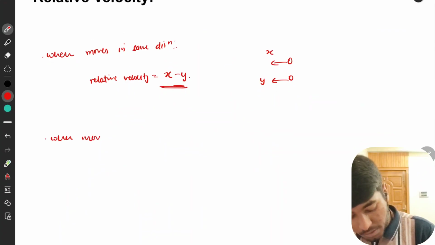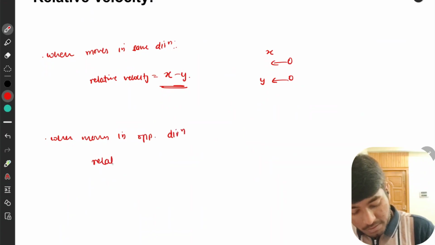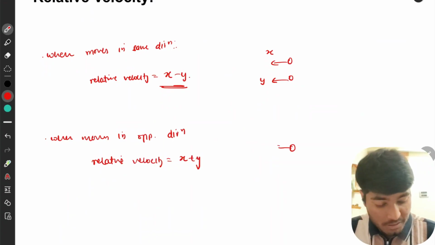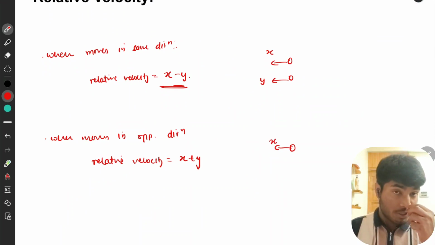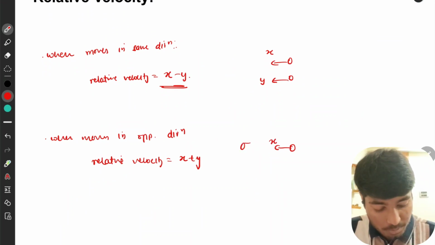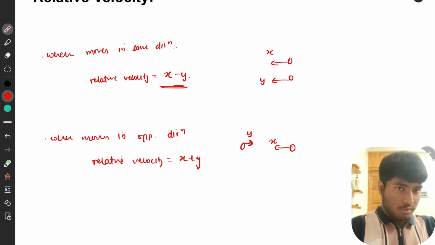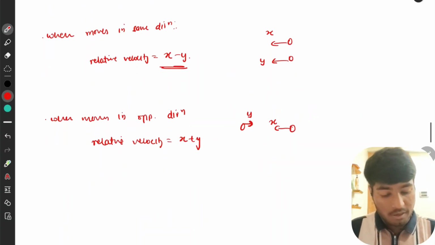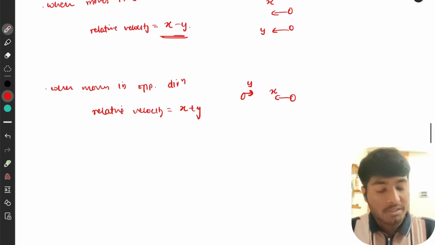When both of them are moving in the opposite direction, you will find that the relative velocity is equal to x plus y. Just assume that there is one particle moving with a velocity x toward this side and another particle moving toward the opposite side with a velocity y. You will find that the relative velocity is x plus y.